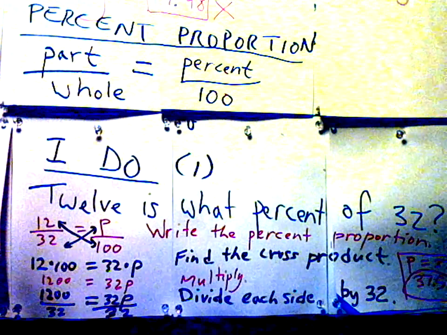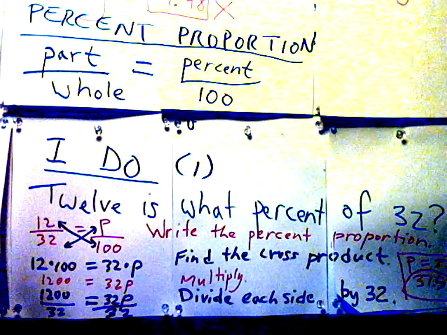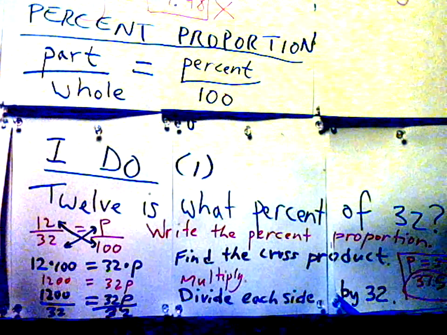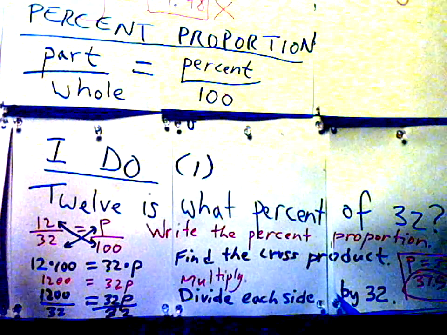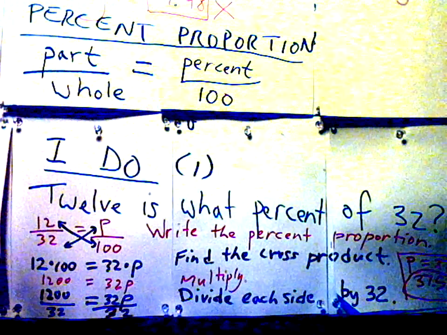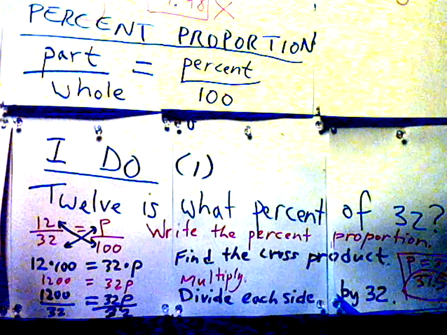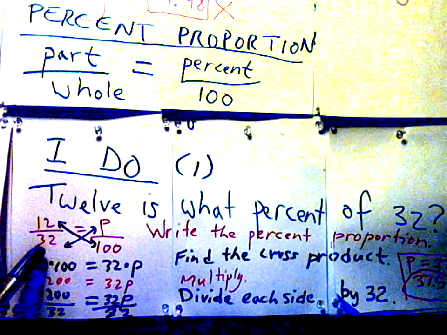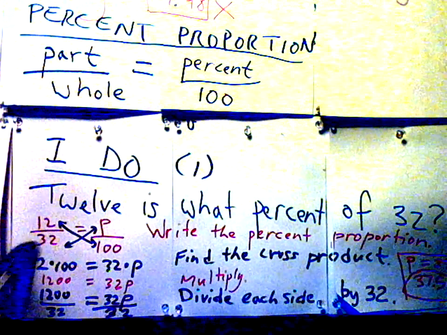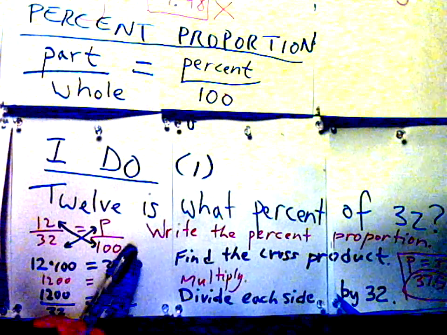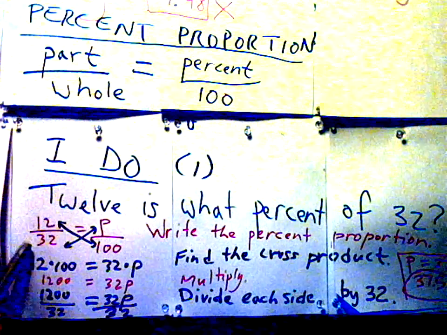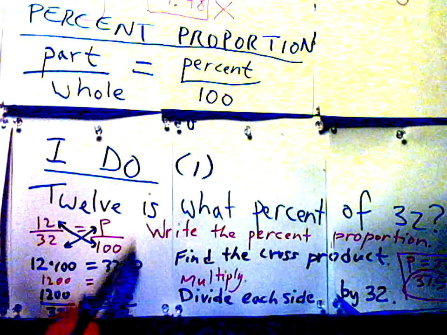This is the basic format of today's problems that you will see in the lesson. So we are asked to find 12 is what percent of 32. So I set up my percent proportion. I have that 12 over 32 is equal to p over 100.